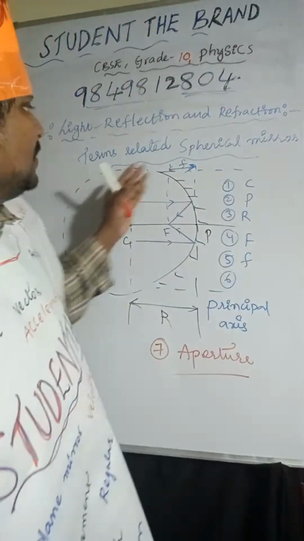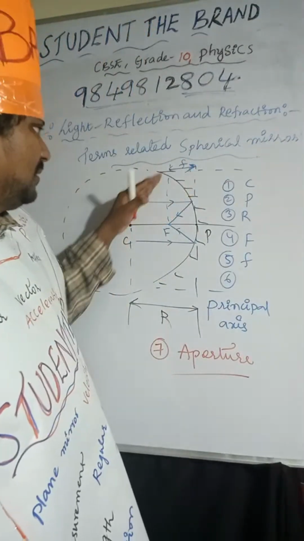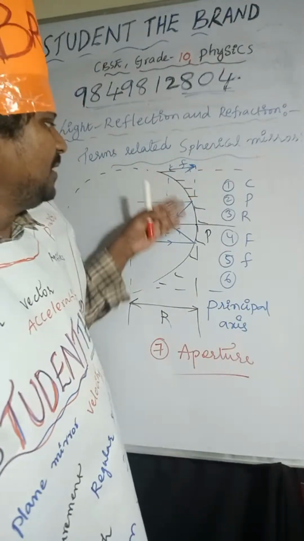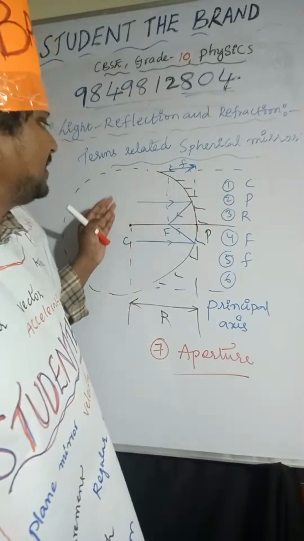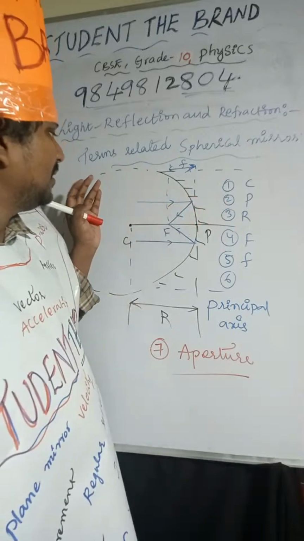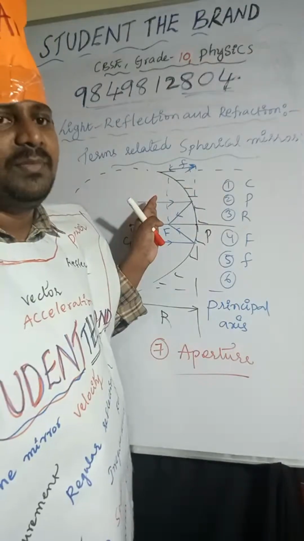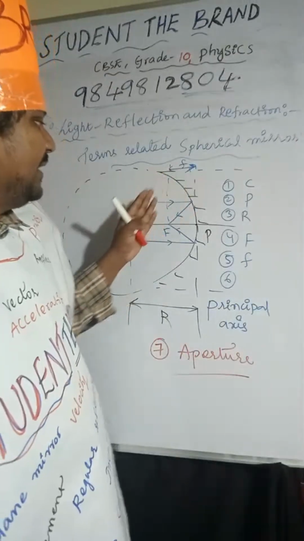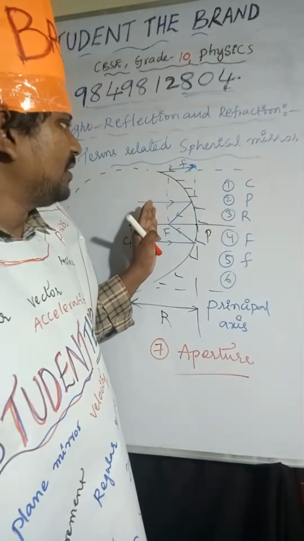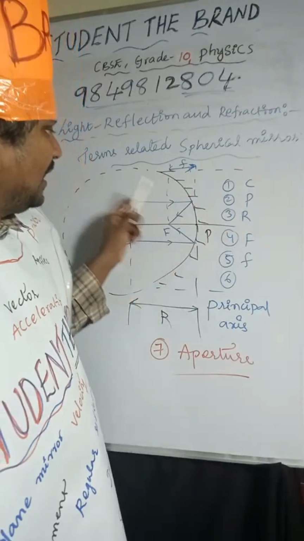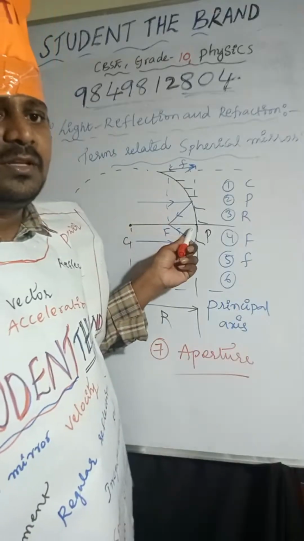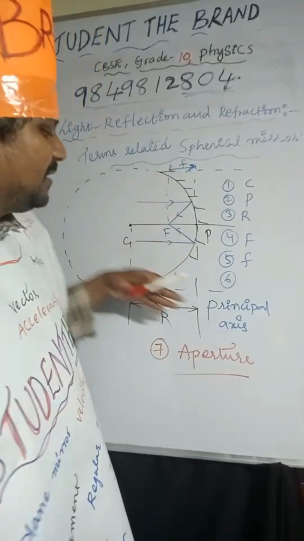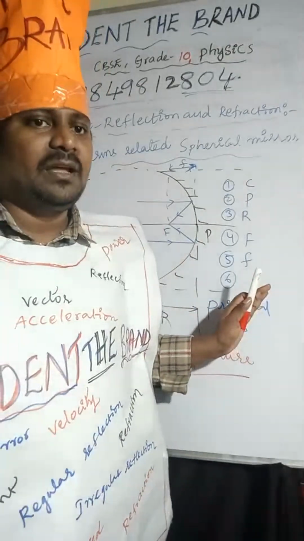Now, the center of curvature is the center of the imaginary sphere of which the mirror is a part, and the pole is the midpoint of the mirror. The distance between the center of curvature and the pole is called the radius of curvature. After reflection, all light rays meet at one point, called the principal focus or focus. The distance between the focus and the pole is called the focal length. The line joining the center of curvature and the pole is called the principal axis, and the width of the mirror is called the aperture.